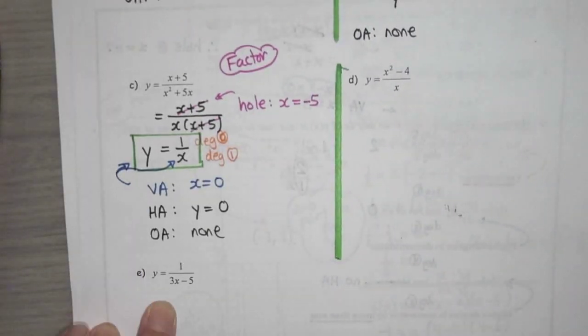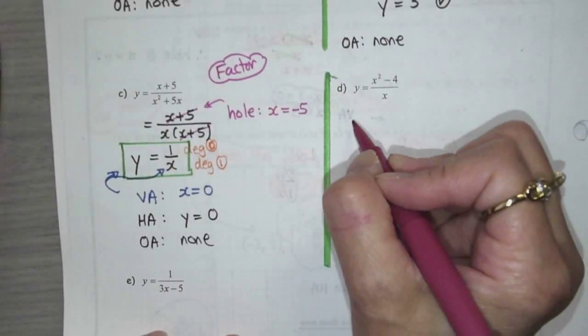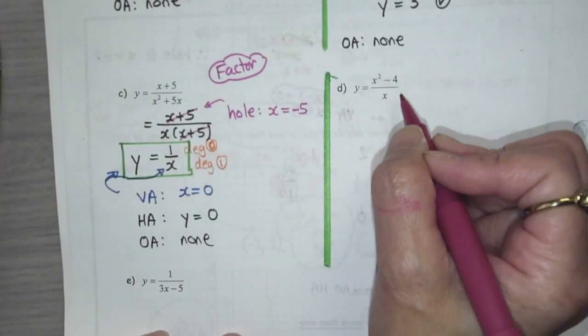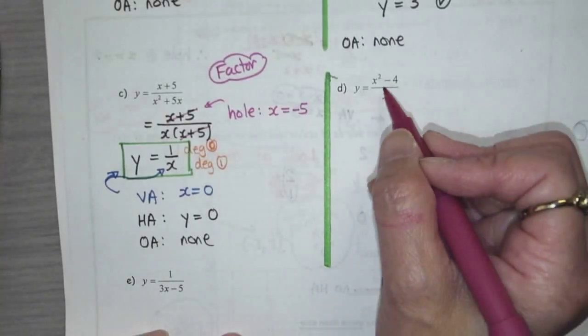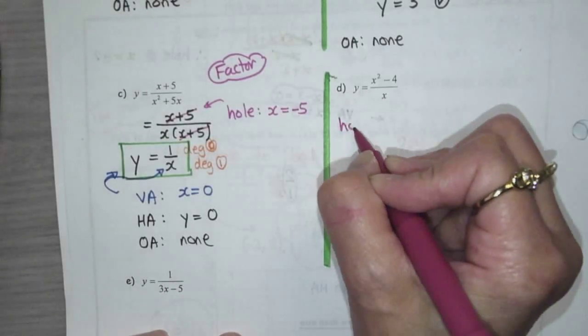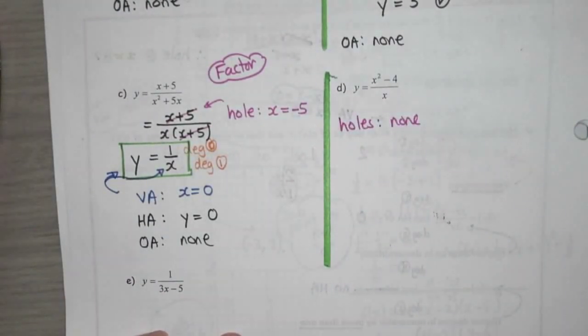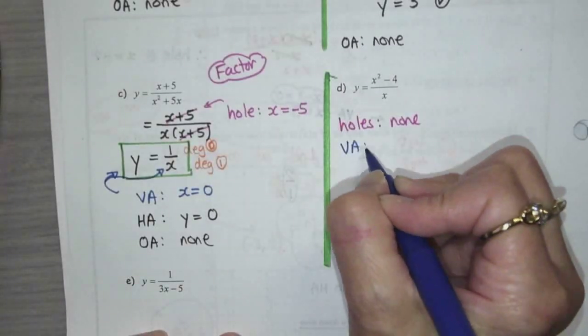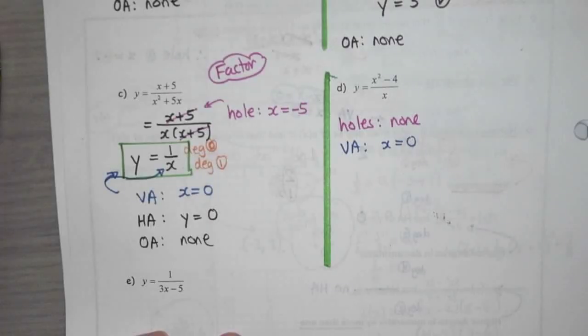Okay, next one. Questions with that? We're okay? Holes? Can I cancel anything? Factor? I could factor the top. You don't have to. It's x minus 2, x plus 2. It's still not going to cancel to be a hole. So holes, none. Vertical asymptote. I can see the denominator, x equals 0. We're okay there. You're getting that fast now.